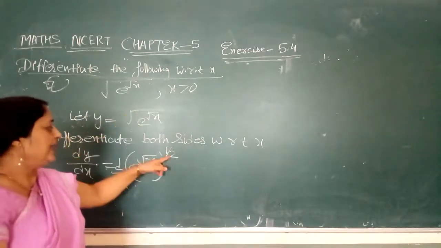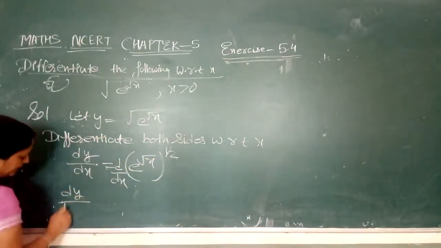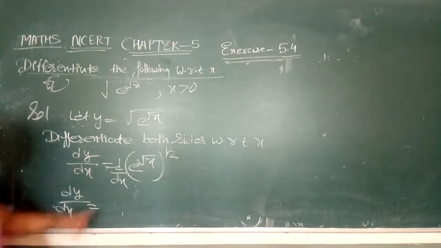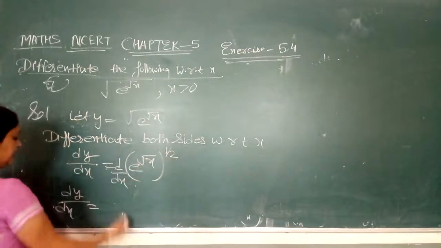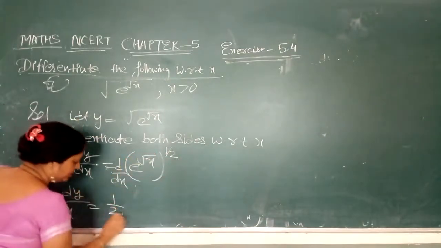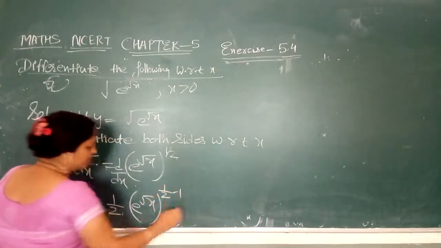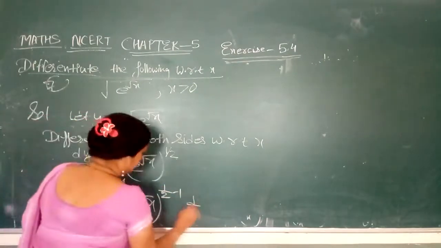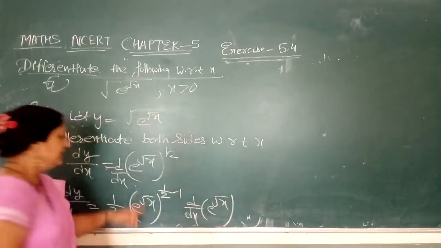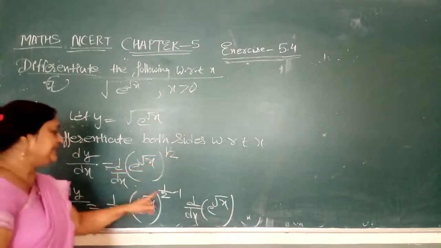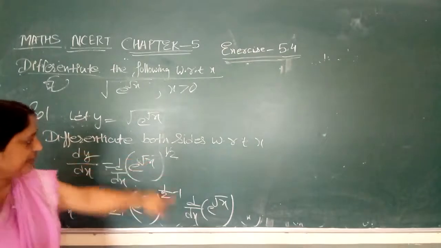This root I am writing here in the form of 1/2 power. After that, dy/dx is equal to, you know the formula for x to the power n. Let this be x. So 1/2 (e^√x)^(1/2 − 1) into the derivative of e^√x, meaning x^n gives n x^(n−1), again times the derivative of this x. What is x here? That is e^√x.